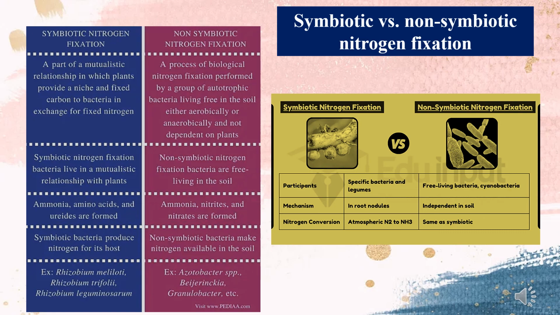Symbiotic bacteria produce nitrogen for their host, and non-symbiotic bacteria make nitrogen available in the soil. Examples of symbiotic nitrogen-fixing bacteria are Rhizobium trifolii and Rhizobium leguminosarum, and examples of non-symbiotic bacteria are Azotobacter species and Granulobacter, etc.